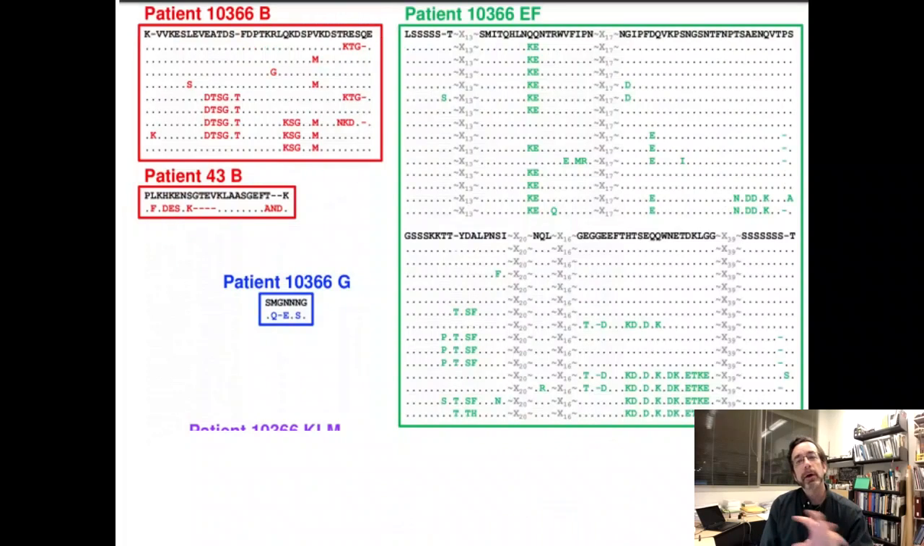If you zoom down on which amino acids are mutating, you can see that you've got a handful of amino acids that are mutating in B and in EF. In G, you only have 3 amino acids that are mutating. So let's not bother with G. Let's look at some of these mutated sequences.